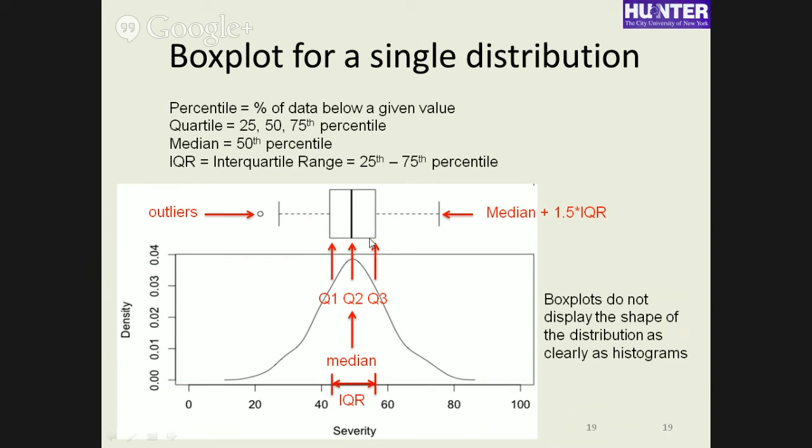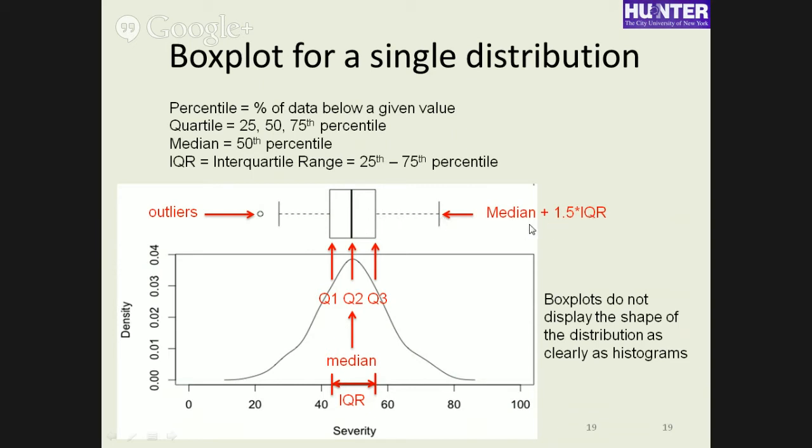So this difference between the first quartile and the third quartile, we call that the interquartile range. And it's a measure of spread of the data. And then you have these whiskers, they get called whiskers, that extend out beyond by a specified amount.